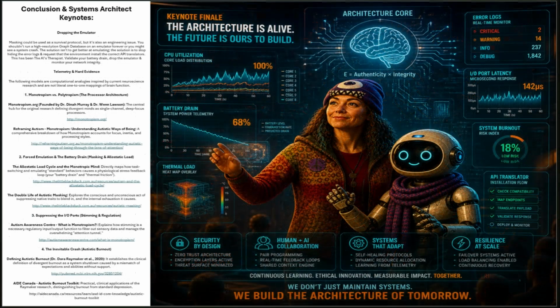Conclusion and systems architect keynotes. Dropping the emulator. Masking could be used as a survival protocol, but it's also an engineering issue. You shouldn't run a high-resolution graph database on an emulator forever, or you might see a system crash. The solution isn't to get better at emulating. The solution is to stop hiding the error logs and request that the environment install the correct API translators.